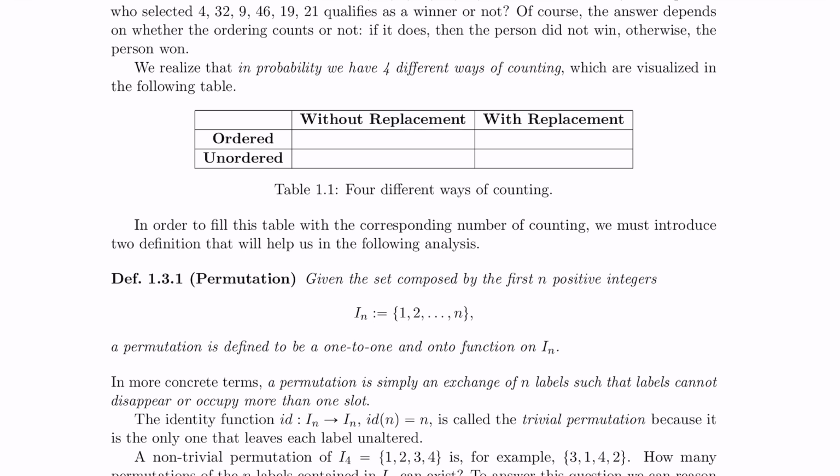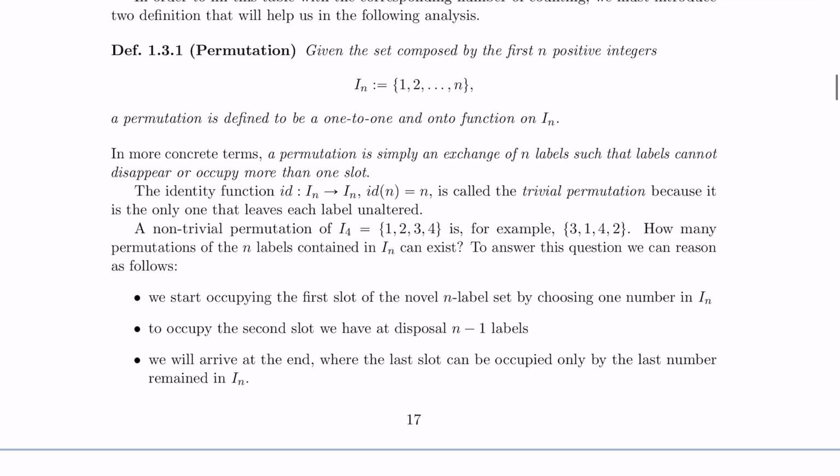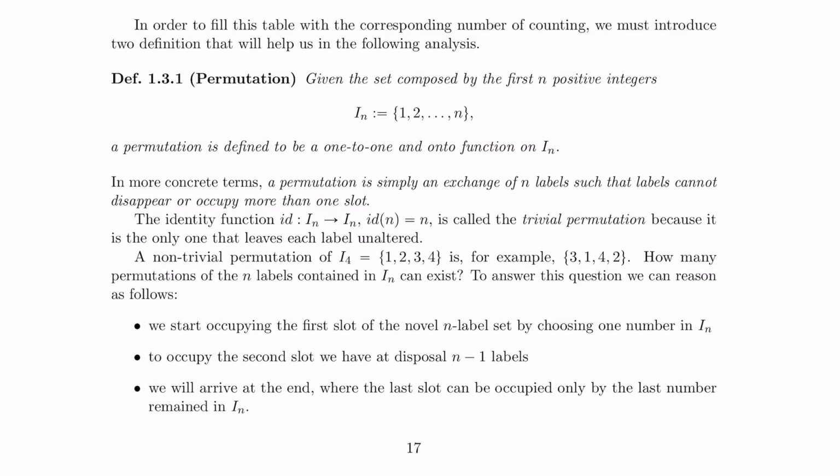In order to fill all the blanks of the table, we need to introduce the very important concept of permutation. If we denote with I_n the set of the first n strictly positive integer numbers, then a permutation is defined to be a one-to-one and onto function on I_n. Otherwise said, a permutation is simply an exchange of n labels such that labels cannot disappear or occupy more than one slot.